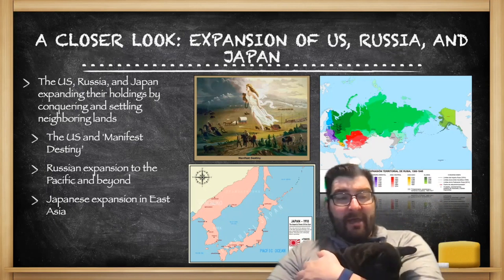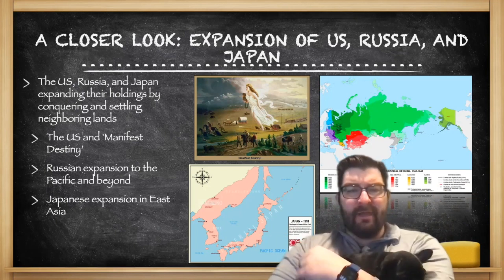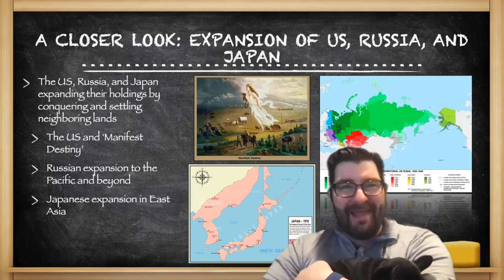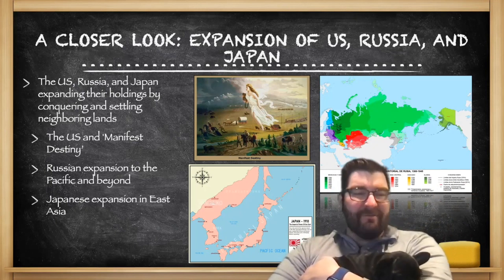The Russian Empire will expand to the Pacific coast and beyond, even including Alaska. It can be a little distracting to have a puppy on your arms, even including Alaska for a time.